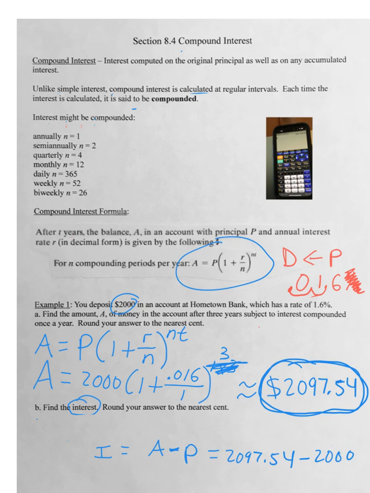So when you do that, 2,097.54 minus the 2,000, you're left with a final answer of the interest is $97.54 for interest, part B.